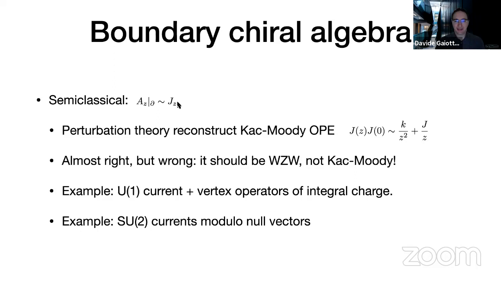The WCW model is missing some of those polynomials, which are sent to null vectors by the state operator map. This is quite reasonable in a unitary theory, a unitary setup, null vectors decouple. But it's not just that. It's not just the decoupling of null vectors. If you have a non-simply connected gauge group, you really get new boundary operators which are not built from elementary currents.